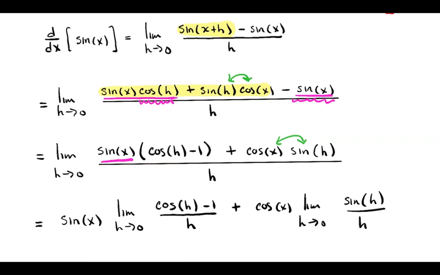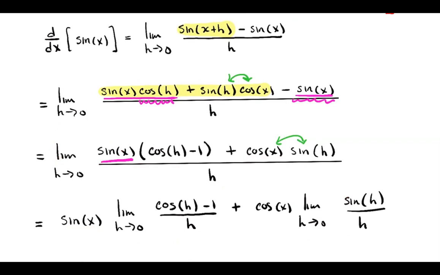And I'm going to write that the limit of a sum is the sum of the limits. So that's why I've got two limits here. And then the last little thing I did is that the sine x doesn't depend on h, so it can come through the limit. Sine of x doesn't depend on h, it can come through the limit. So does cosine. Cosine doesn't depend on h, so it can come through the limit.